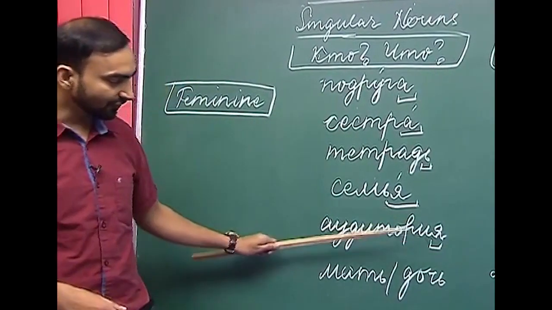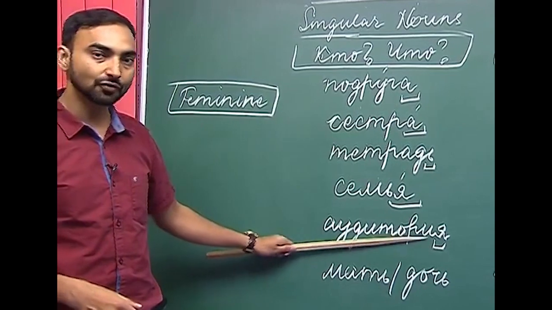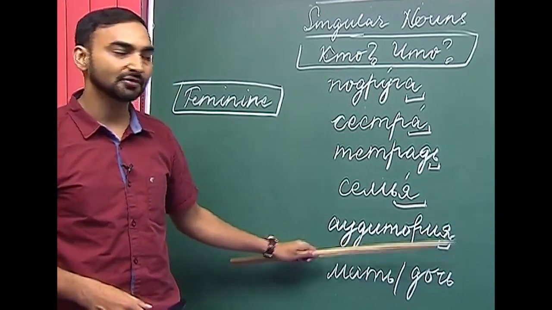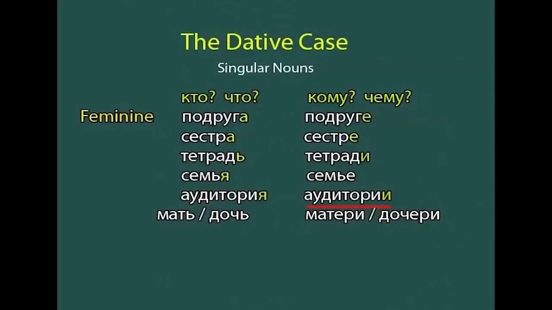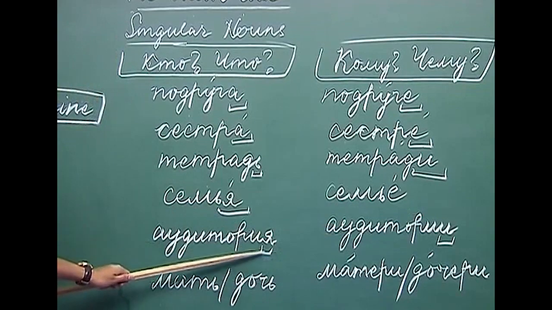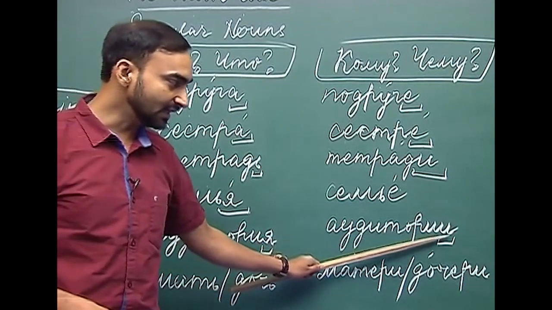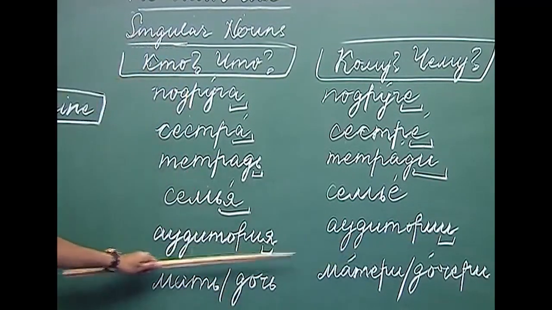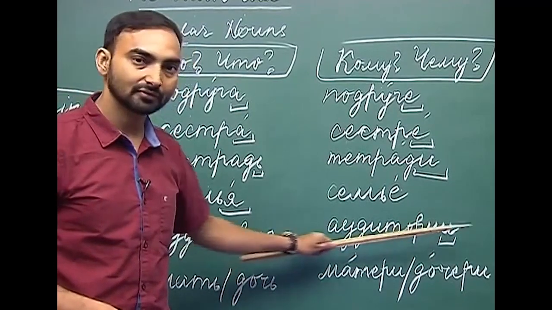The next feminine noun we have is auditoria. Auditoria is an auditorium or hall. So, what happens when auditoria is used in the dative case? Auditoria becomes auditori. So, this ya here is replaced with i. Iya, double i, auditori.